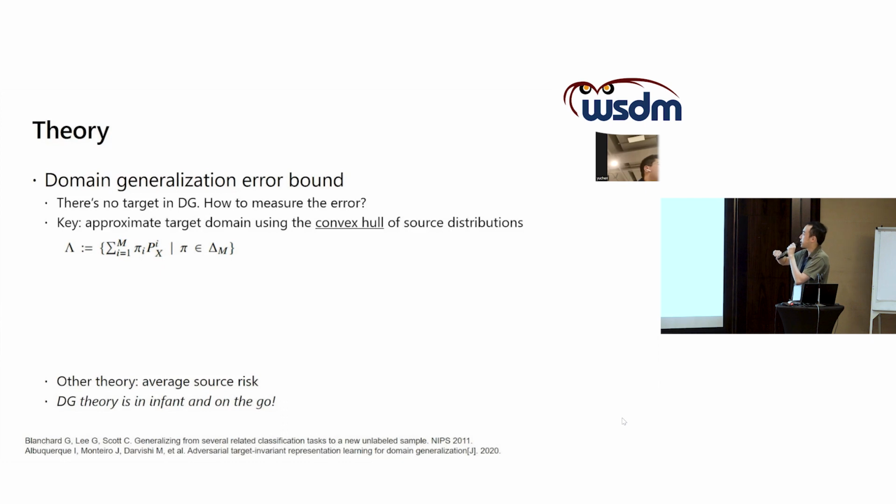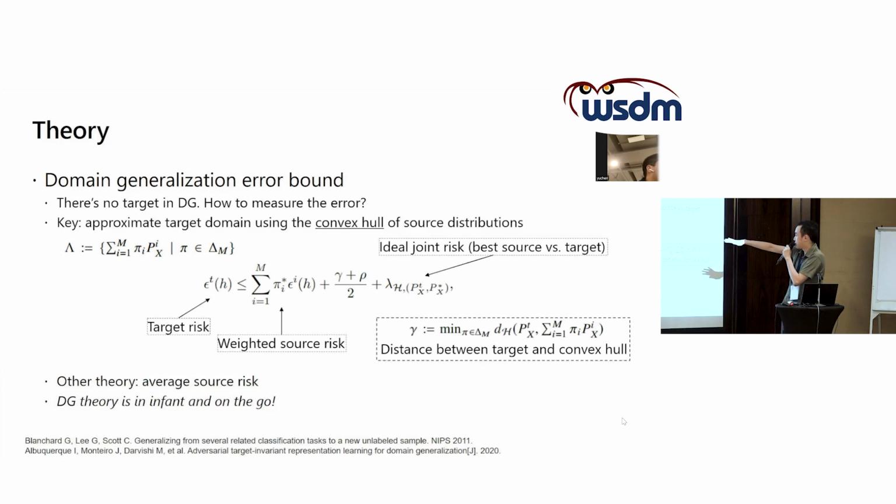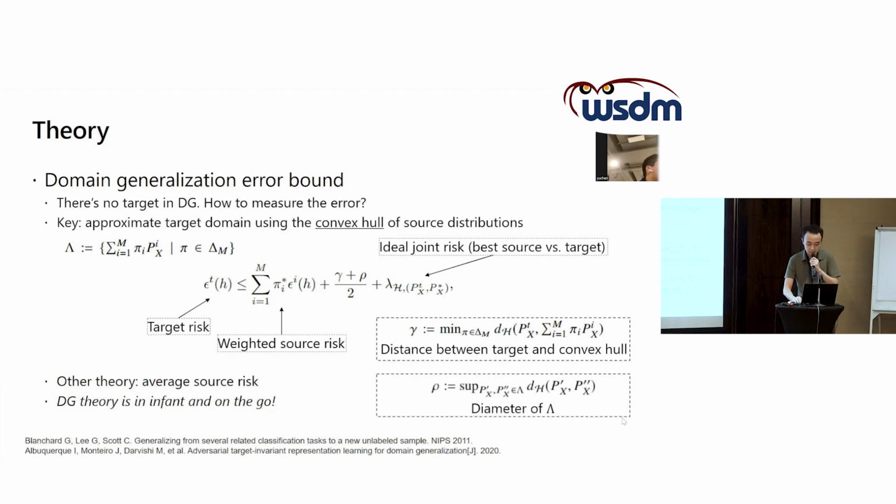Maybe we can approximate the target domain using the convex hull of the source distributions, which leads to an error bound that is quite similar to domain adaptation. But of course, the limitation is also quite obvious, because the target domain can very likely be outside the convex hull. So although this theory seems okay, there are still many limitations.